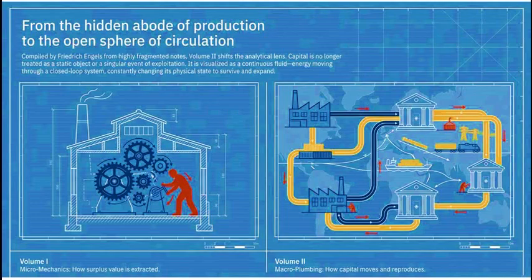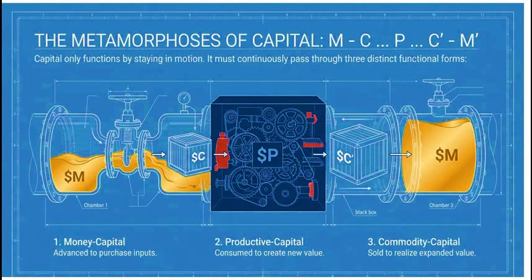To really grasp what this text is trying to achieve, we actually have to look at the preface, which was written by Friedrich Engels in 1885. Engels makes a seriously bold claim here. He frames this work not as philosophy, but as a monumental scientific breakthrough. He actually directly compares the history of economics to the history of chemistry. And to make his point, he brings up the discovery of oxygen.